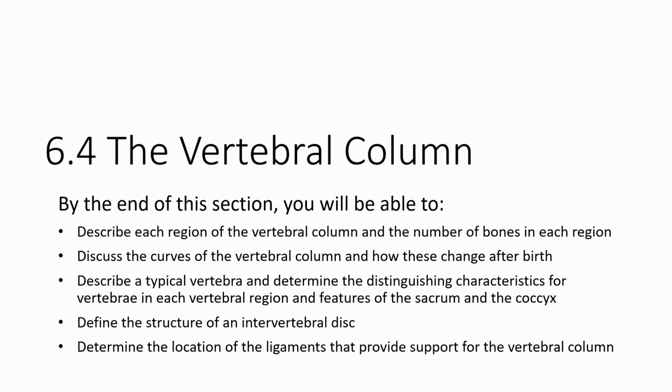Alright, for our next section, we're going to get into the vertebral column, so we're working our way down. For this one, we're going to focus on talking about the different regions of the vertebral column, the number of bones we find in each region, and then the typical vertebra, so what are the features that all vertebrae share, and then what are some of the ways we can distinguish vertebra from the different regions. We'll also talk about the sacrum and the coccyx, as well as the intervertebral disc, and some of the ligaments that provide support for the vertebral column.